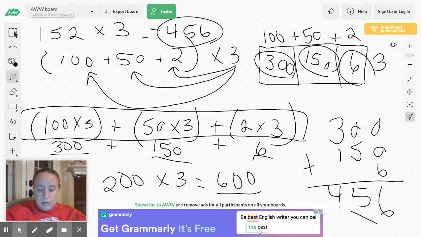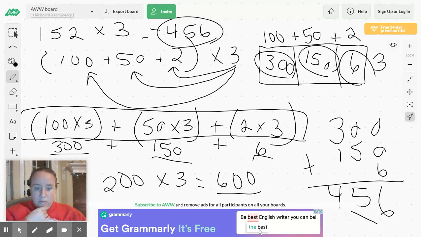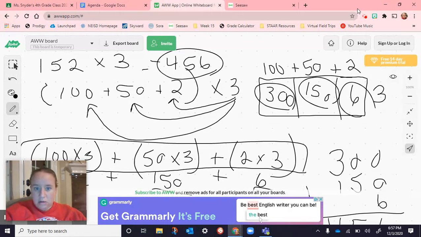So we did some practice with those. We did a couple of those in our notebook today from some problems that we saw in the book. And then let me get out of here.